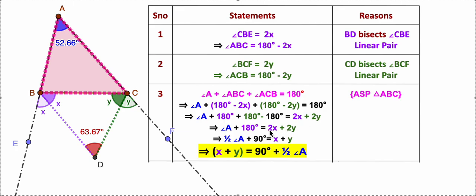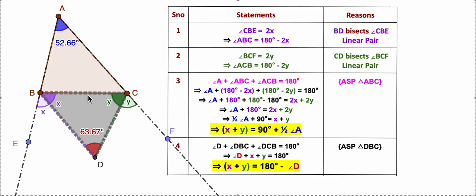Now, because ये सारी double quantities हैं, हम इन सब का half ले लेंगे. So, half angle A, 180 का half 90, 2x का half x and 2y का half y. So, in this algebra, now we know the sum of x and y is 90 plus half A. After this, we will take this triangle BDC. Now, in this triangle BDC, we will take angle D, ये purple angle B और ये green angle C.